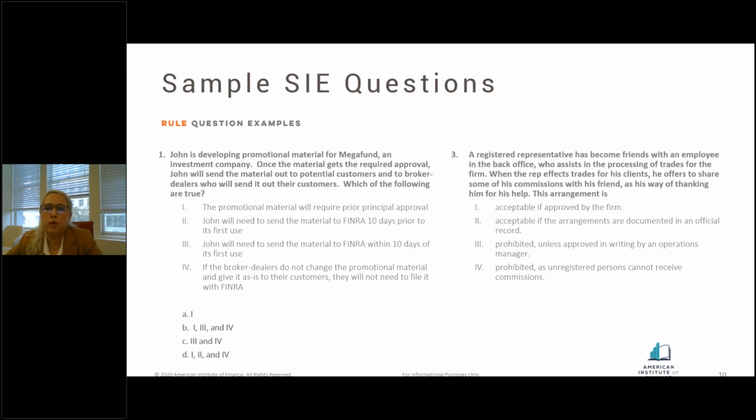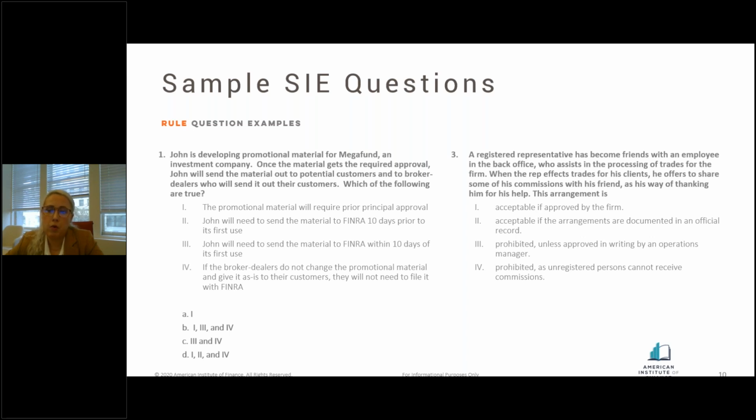So moving on to the rule question examples, these are a little bit more challenging. As I mentioned, you will see they're much more detailed, and you will have to spend more time on these questions. So just a quick example. John is developing promotional material for Mega Fund, an investment company. Once the material gets the required approval, John will send the material out to potential customers and to broker-dealers who will send it out to their customers. So which of the following are true?